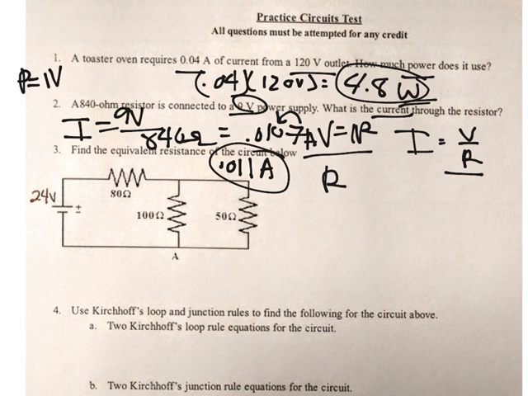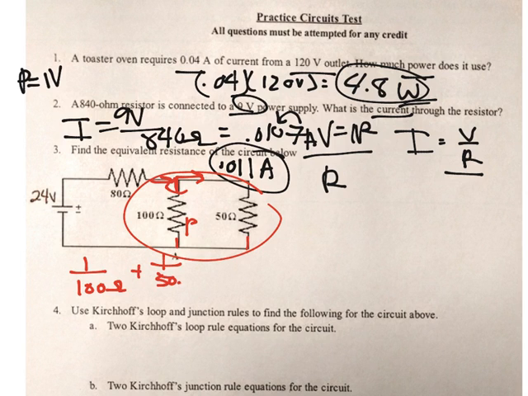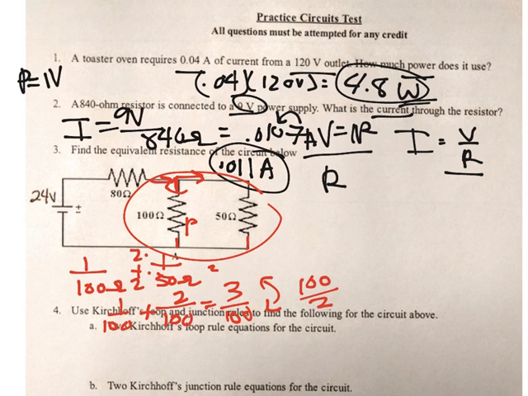Then looking at 3, the equivalent resistance, you can see these two are in parallel, and this one is in series with both of them, so you want to do this section first. Since they are in parallel, you do 1 over the first resistor plus 1 over the 50. To add fractions, the denominators have to be the same, so you multiply to get 2 over 100 plus 1 over 100, which gets you 3 over 100. Then take the reciprocal, so you get 100 divided by 3, which is 33.3.